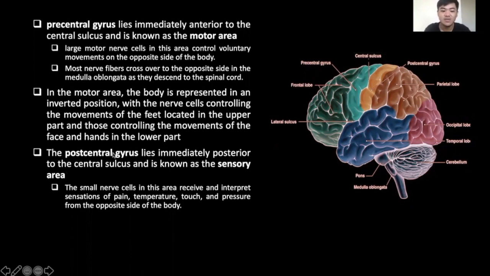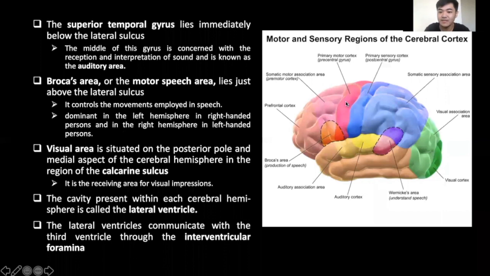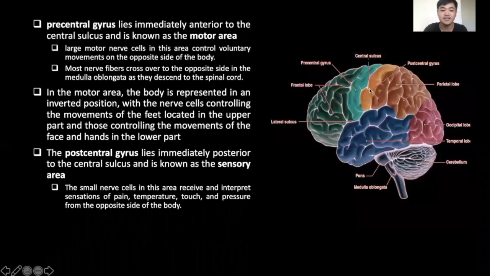So the postcentral gyrus lies immediately posterior to the central sulcus and is known as the sensory area. So we have a diagram here. We have the central sulcus here. Just anterior to it is the motor cortex, and posterior to the central sulcus is our sensory cortex. The postcentral gyrus lies immediately posterior to the central sulcus and is known as the sensory area.